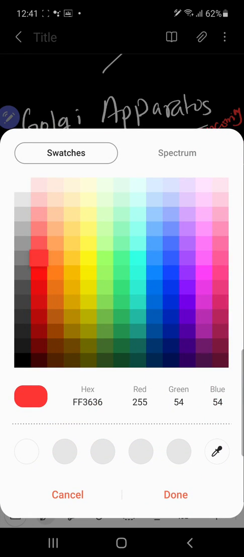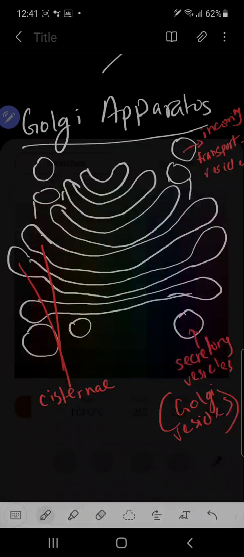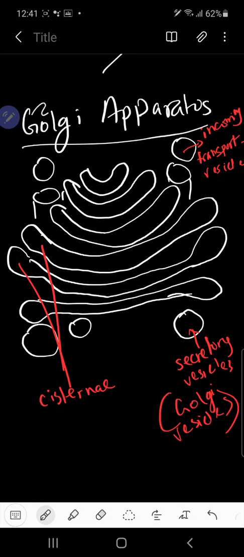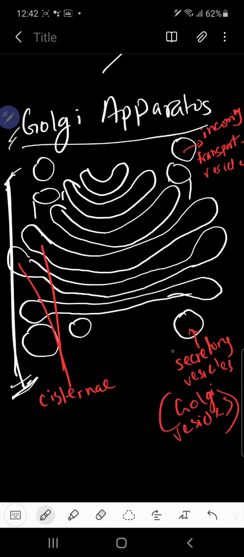Hey guys, so today in our AS biology lecture we are going to cover another important organelle, which is our Golgi apparatus. So the very first thing which you have to know, I've already labeled. This entire thing is called the Golgi apparatus. It's also sometimes called the Golgi bodies or the Golgi complex.